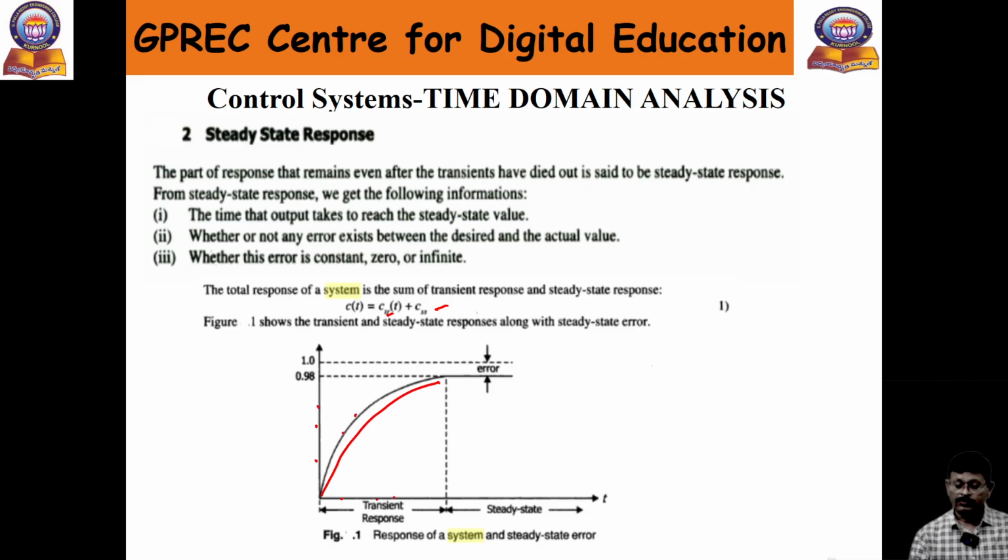After reaching some value, we call it the steady state value. Actually I want the output at 1, but it reaches 0.9. So this is called error, the small difference between our expected output and the output we get from the response. This is called the transient response. The other part is the steady state response. So this is the simple representation of the steady state and transient response of any system, right?